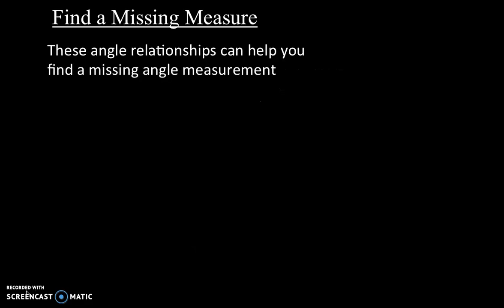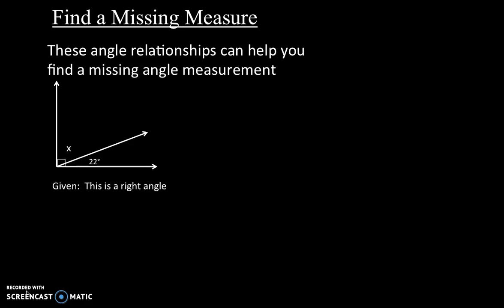We can also use these angle relationships to help you find a missing angle measurement. Here we have x instead of a number, and we have 22 degrees. We know for sure that this is a right angle because we have the right angle symbol there. All right angles measure 90 degrees. So 22 degrees plus whatever x is should equal 90 degrees. So I can use algebra, and I'm going to subtract 22 from both sides, which leaves me with x is equal to 68 degrees.